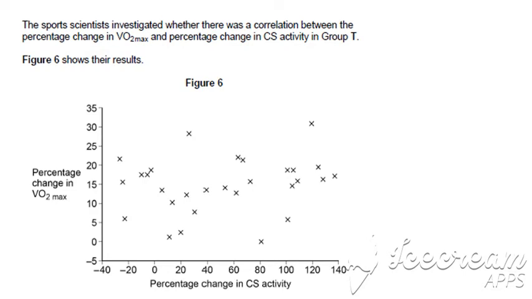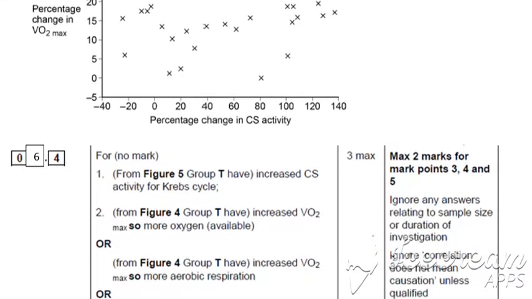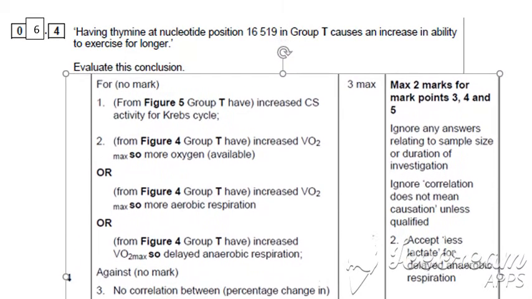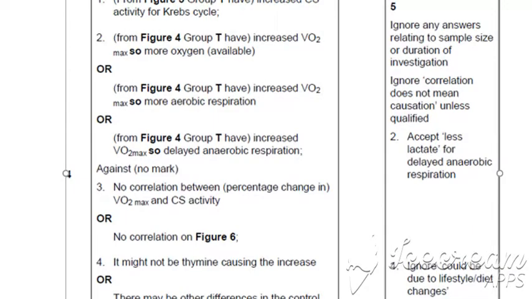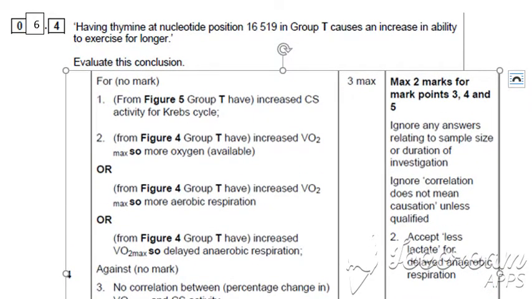We are now given a scattergraph of the two variables plotted against each other, the percentage change in VO2 max and the percentage change in the CS activity. And question 6.4 is asking us to evaluate the conclusion that having thymine at this nucleotide position in group T causes an increase in ability to exercise for longer.